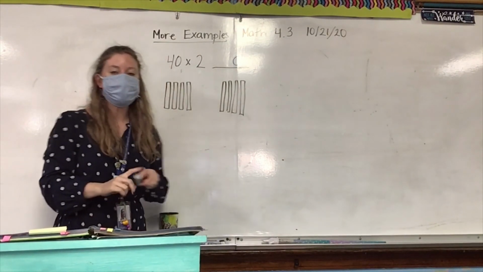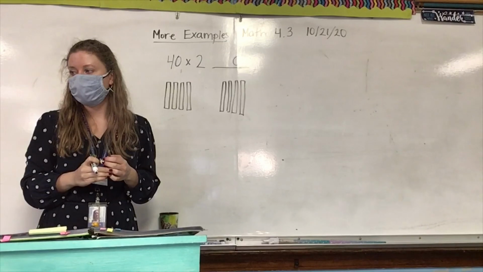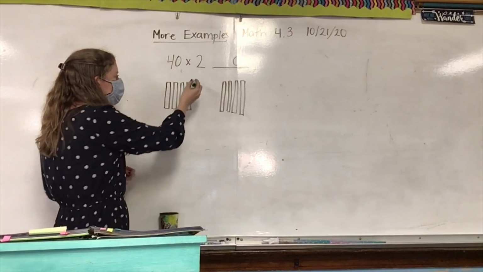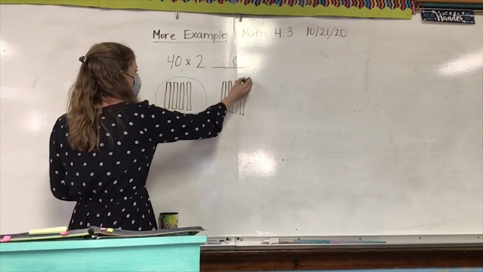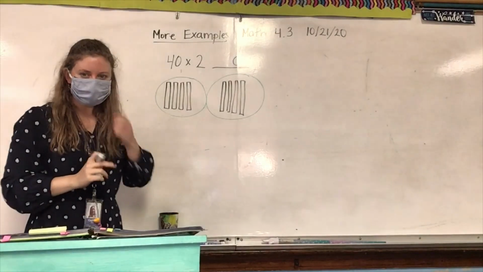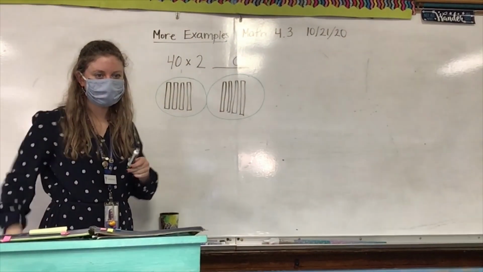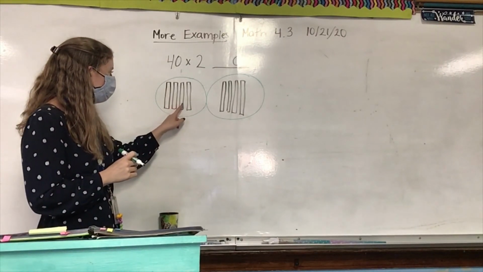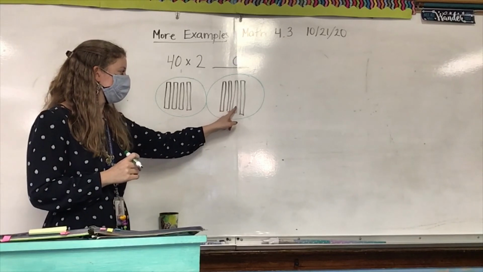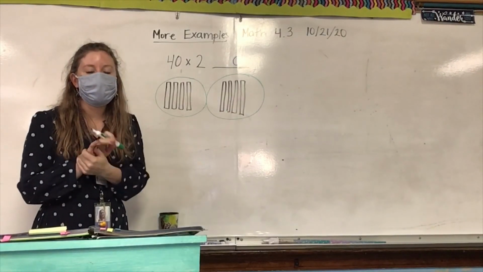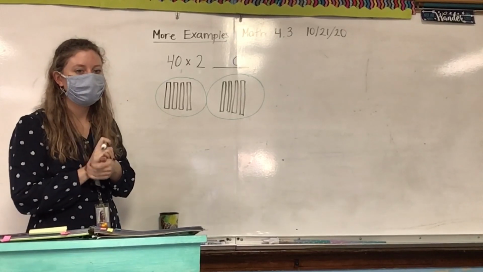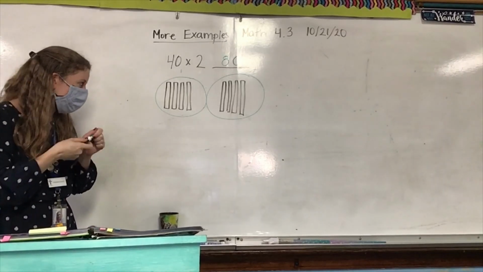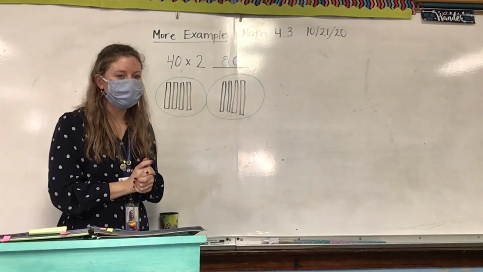Now what do I do, Zari? You would circle your tens rows. I take my tens color and I circle all my tens. Now what? You count them. I count them. 1, 2, 3, 4, 5, 6, 7, 8. So where does that 8 go, Zari? In the tens place. So that means 40 times 2 is 80. Very good. Okay.